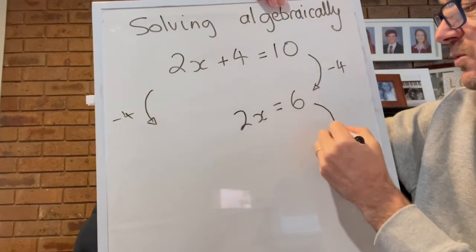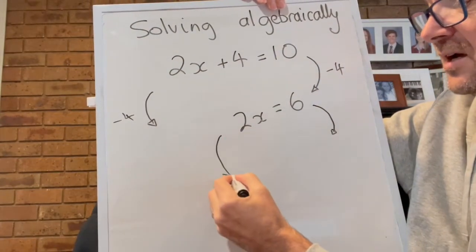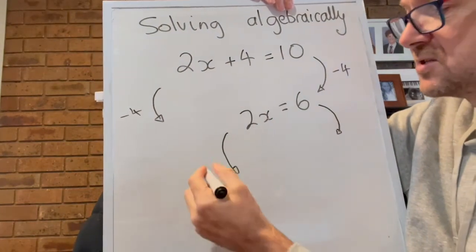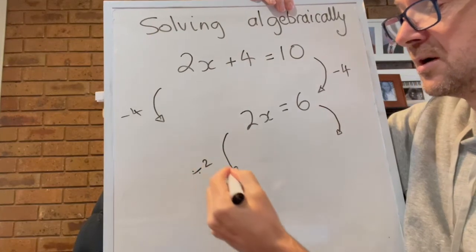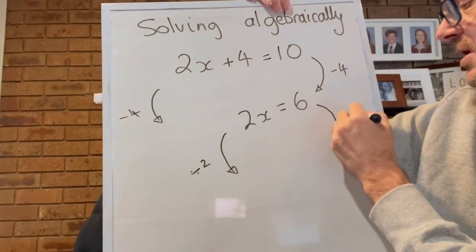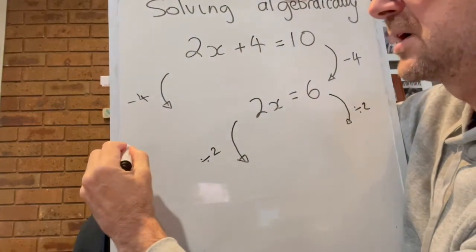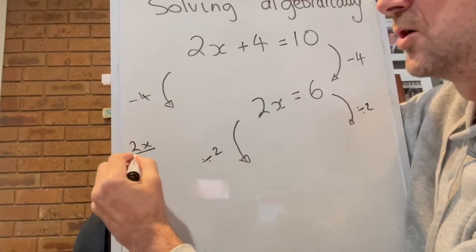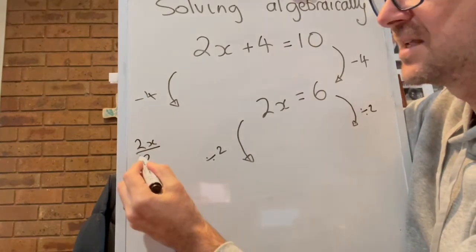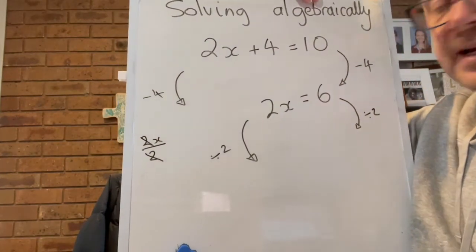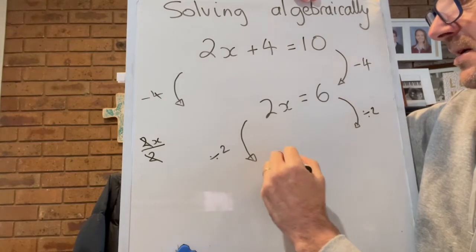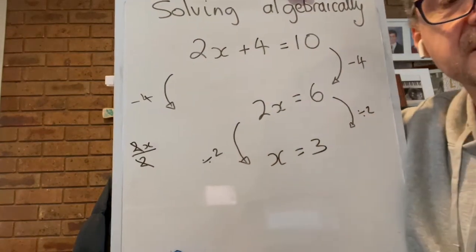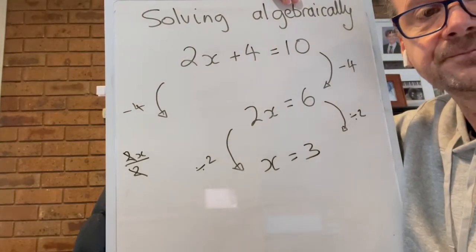So this is where we want to do the same thing to both sides again. So this is 2 times x. To get rid of a 2 times, we want to divide. So we want to divide by 2, and divide by 2. Just to show you how that would work, it basically becomes 2x over 2, 2x divided by 2, and we're cancelling those 2's like that, and it leaves us with an x. And then 6 divided by 2 leaves 3. x equals 3 is our final answer.